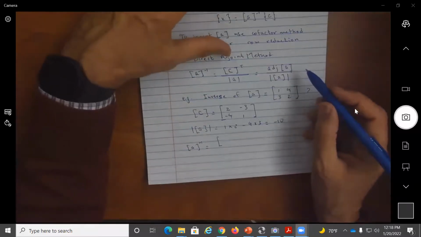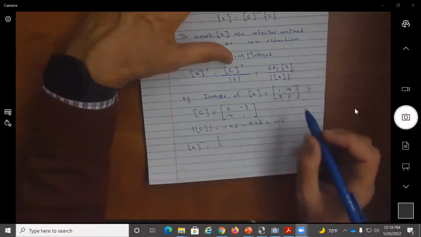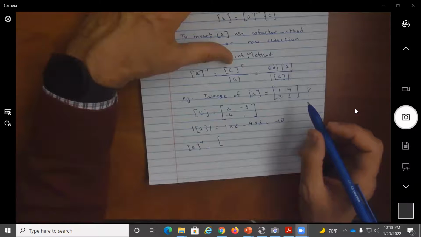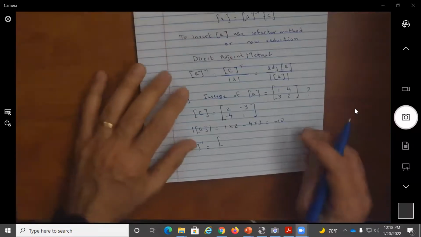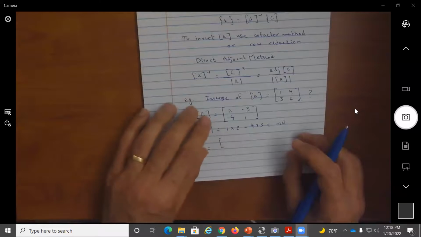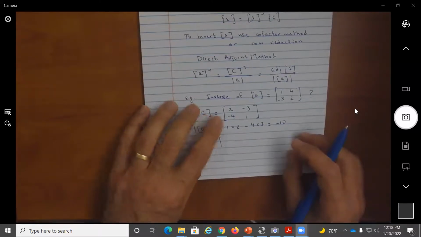The C transpose, transpose C, right? Yes. We just got C now, we didn't transpose it. I just got C, but we didn't transpose it. We did not transpose it.